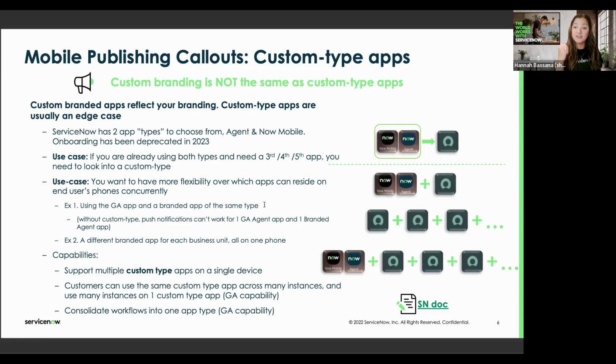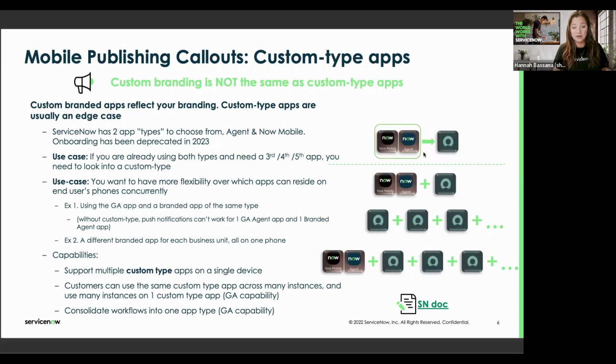So for example, if you use the GA app and a branded app of the same type, you have the ServiceNow agent app for some user groups and the branded agent app for other user groups, those apps cannot reside on the same end user's phone. There's conflicts on authentication and push notifications. So you would need to create a custom type app for your branded app rather than a branded agent app. Another use case is a different branded app for each business unit all on one phone.